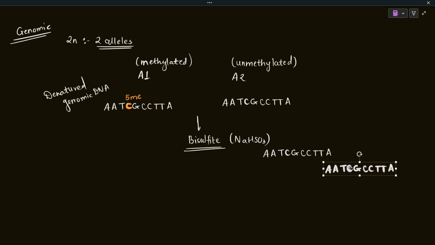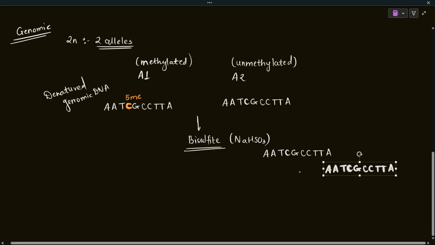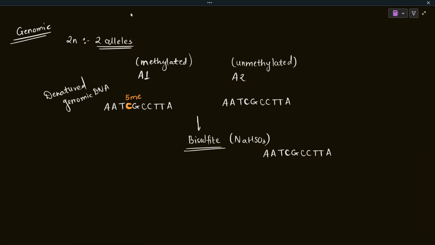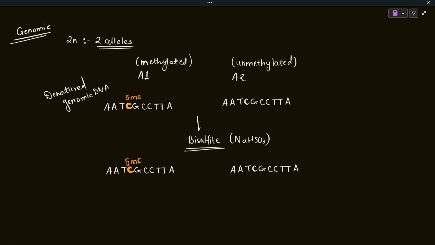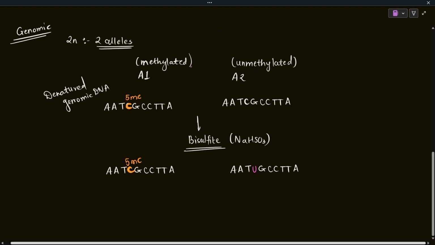So this 5-methyl cytosine will still remain as 5-methyl cytosine, because we know that sodium bisulfite is unable to deaminate 5-methyl cytosine, while this cytosine, which was not methylated, will be converted to uracil. Okay, so now you do the PCR.